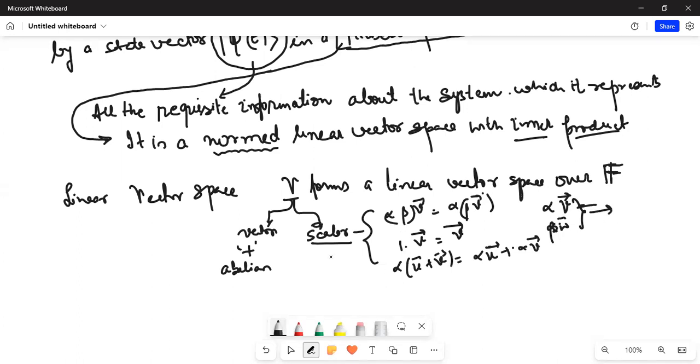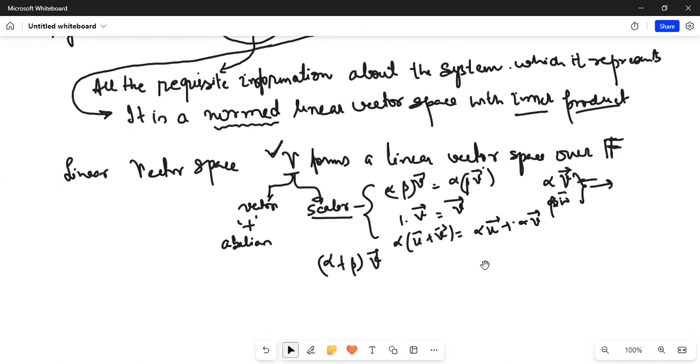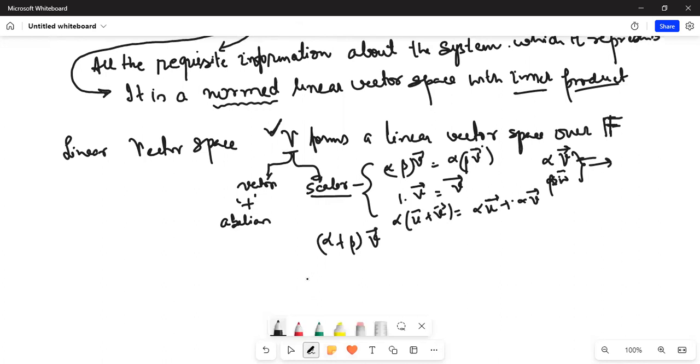Such properties you can see in yesterday's lecture also. And in addition, another property is distributivity. If all these properties are satisfied, we say that the set V forms a linear vector space over F. So this is the first thing you need to understand: the Hilbert space itself is a vector space. And in order to further define a Hilbert space, there should be a well-defined inner product.